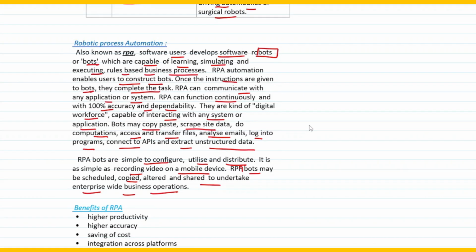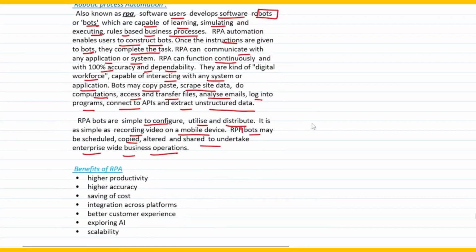Basically, its automation can help you to construct bots. Once the instructions are given to bots, they can complete the task. They can communicate with any application or system. They can function continuously and with 100% accuracy and dependability. They are a kind of digital workforce capable of interacting with any system or application. That's something which I have already discussed.